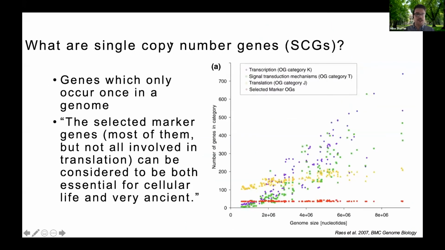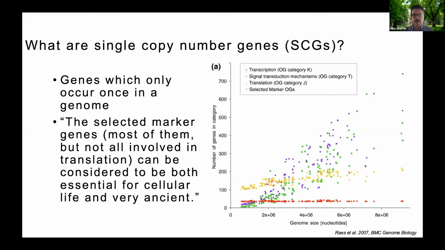What are single copy number genes? Well, it's in the name. It's genes that only occur once within a genome. As we can see in this figure here, our x-axis is genome size, so as we move to the right, genomes are getting larger and larger, and the y-axis is the number of genes in a category. If we look at, for example, the purple category, which is transcription, we can see that as our genomes get larger, we see more genes that are involved in transcription.